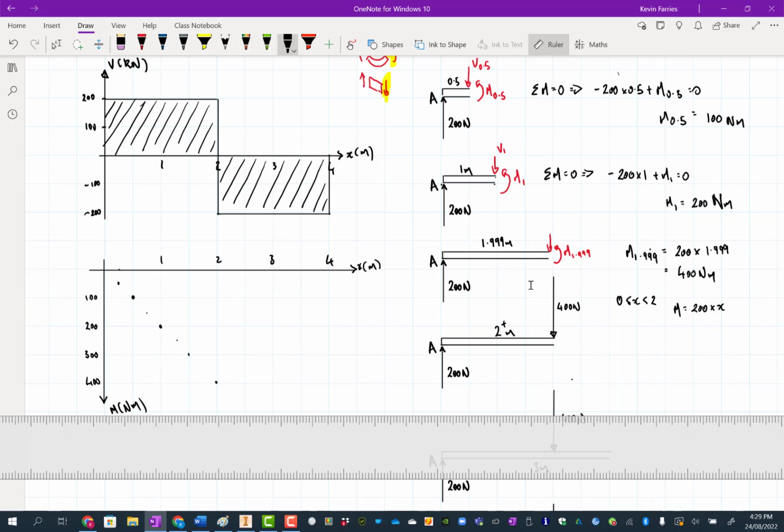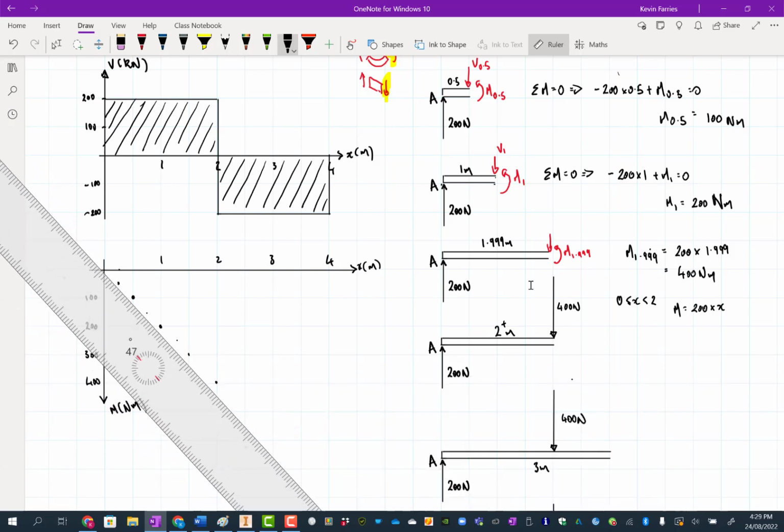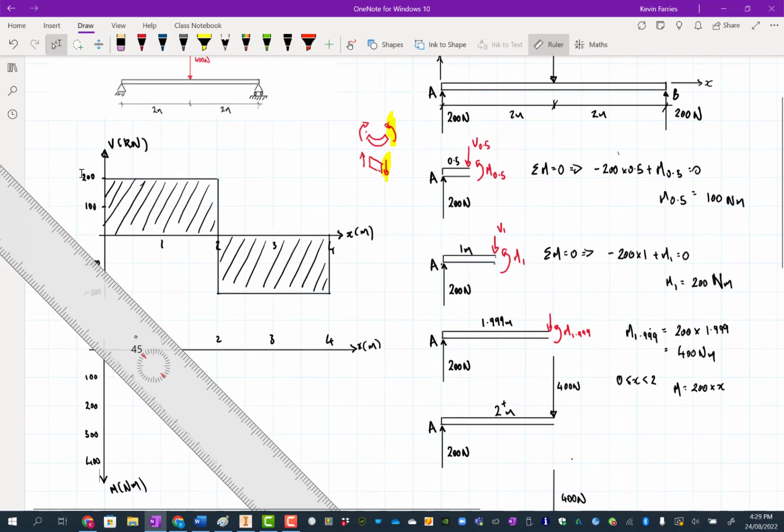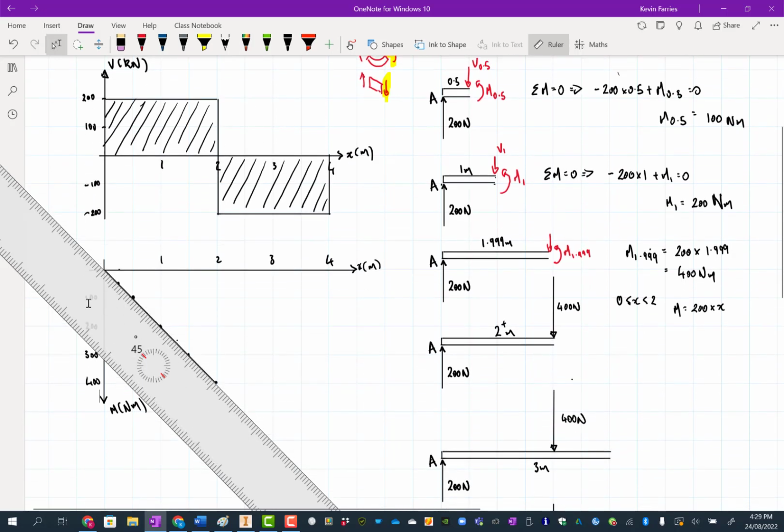And what are you going to end up with? You're going to end up with a straight line. And so between two forces, the moment diagram is going to be a straight line. So remember, the shear diagram was flat between two forces, but the moment diagram is going to be a straight line between two forces. Now let's see what happens on the other side.